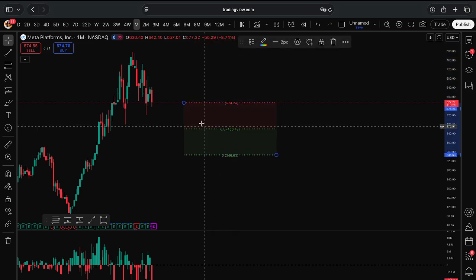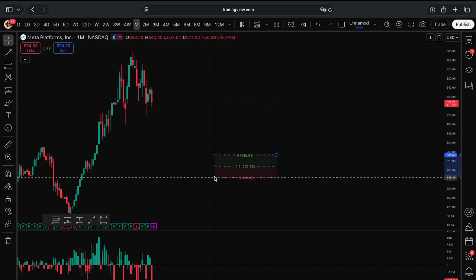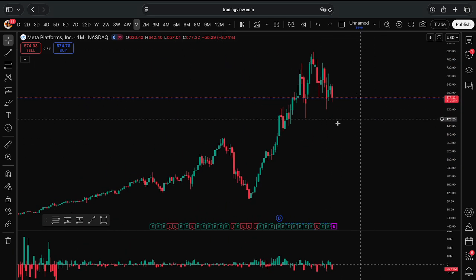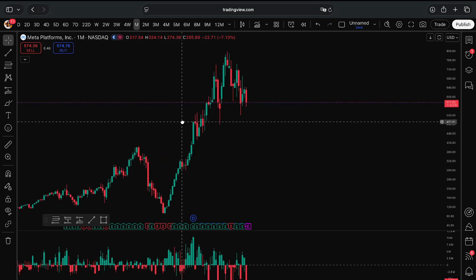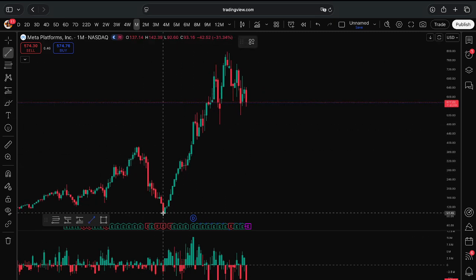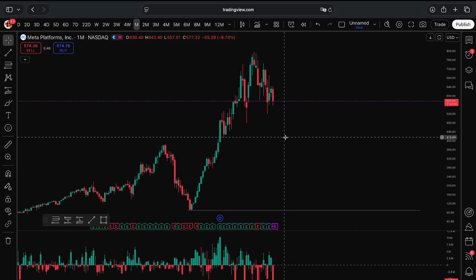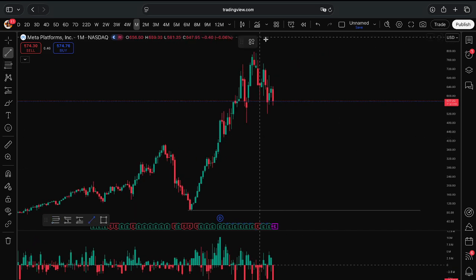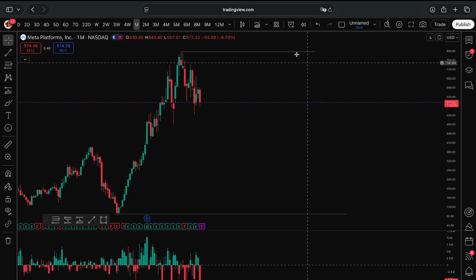We can also flip it. Doesn't matter how you pull a fib, both ways are correct. So if I look now at the monthly, where is the low on the monthly? Very easy, it's right here. This is the low. And where's the high? If we look at this, this is the high. So where would I like to buy long term?